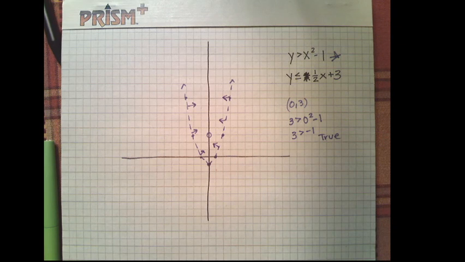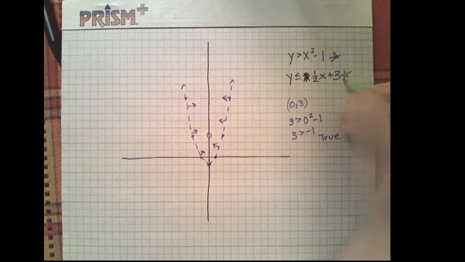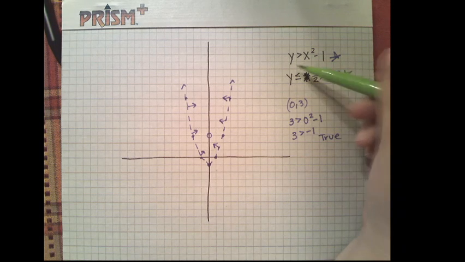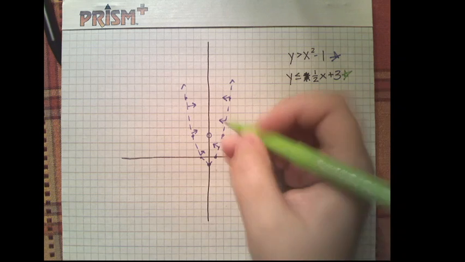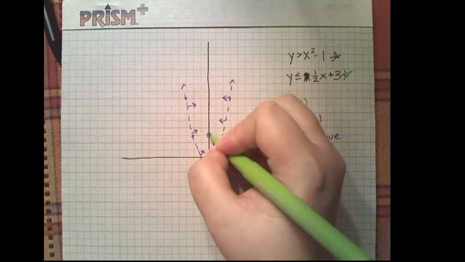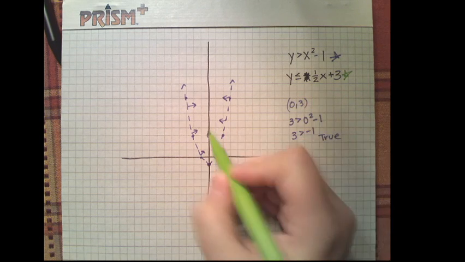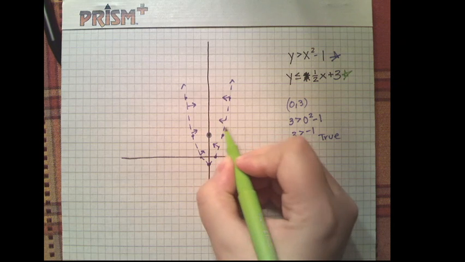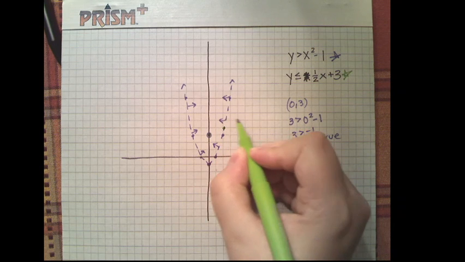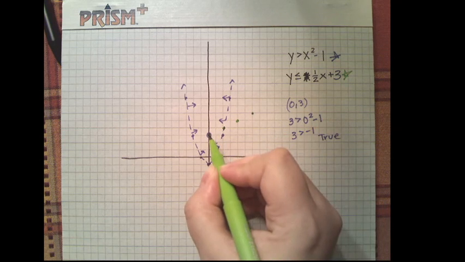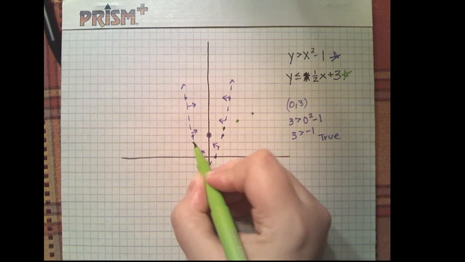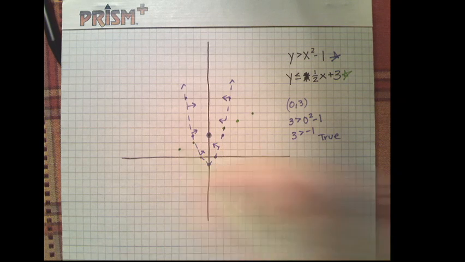Now we have the second equation to graph. This one is a linear equation. Y is less than or equal to 1/2 x plus 3. So we're going to start at 3. And our slope is 1/2. That means up 1 over 2. Up 1 over 2. And then we can go the opposite. Down 1 over 2. Down 1 over 2.